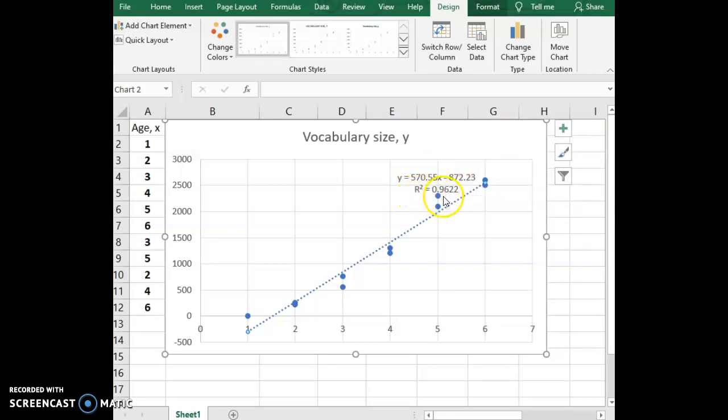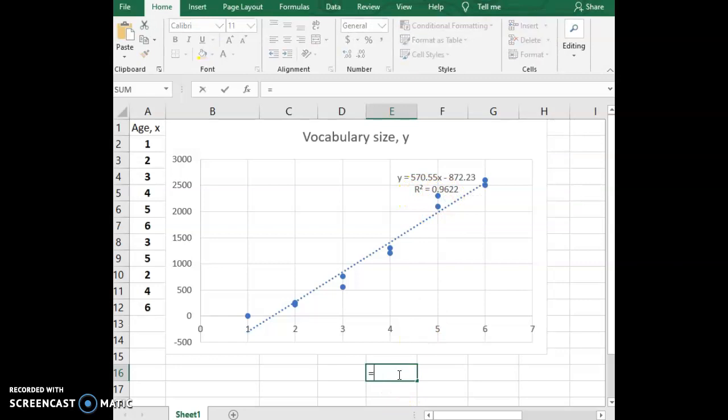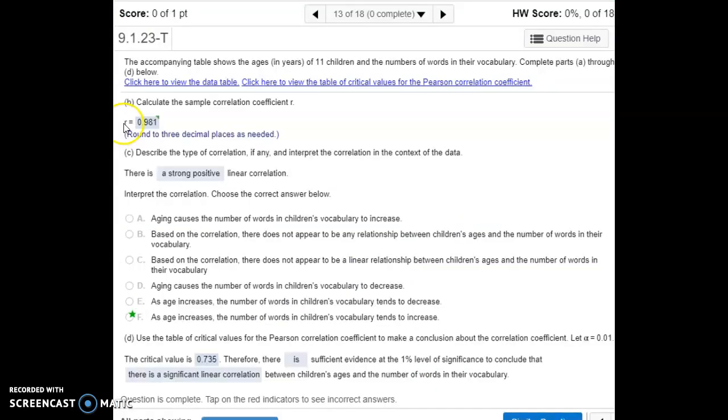Now this is r squared and we want just r, so we need to find the square root of whatever r squared is. So enter that in and you'll get your value here for just r. R is a positive number, which means our linear correlation will be positive. And as r gets really close to 1, the stronger the linear correlation gets.